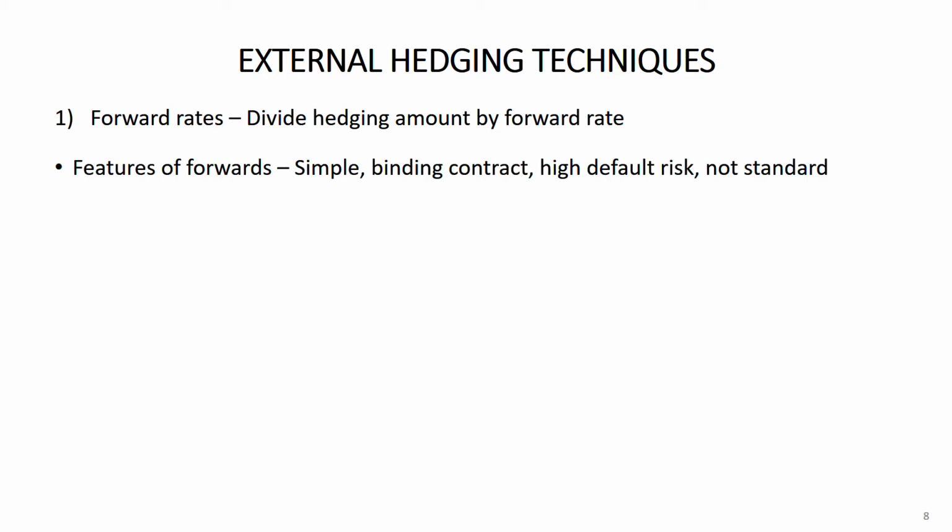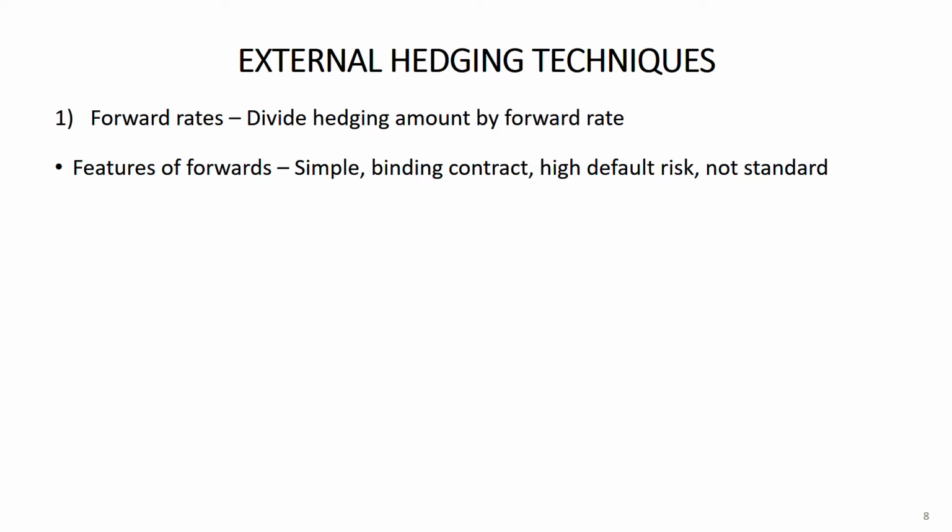Next, you have to know the features of forward. For any technique you study, internal or external hedging, you always need to know its features, especially for the external hedging techniques, whether it's forward, options, futures, or swaps. You need to know the advantages, disadvantages, and the features. I'm not writing these three things all the time, but I keep telling you that you need to know at least one or two, minimum.